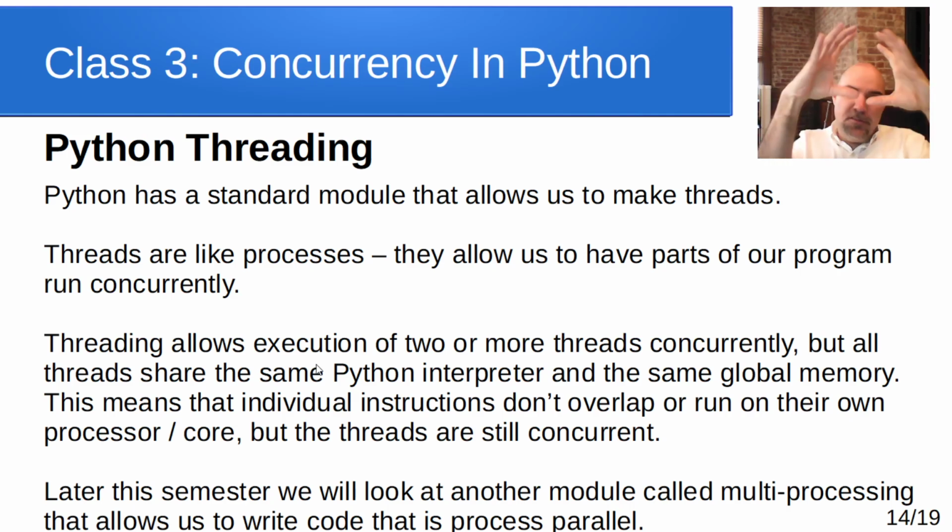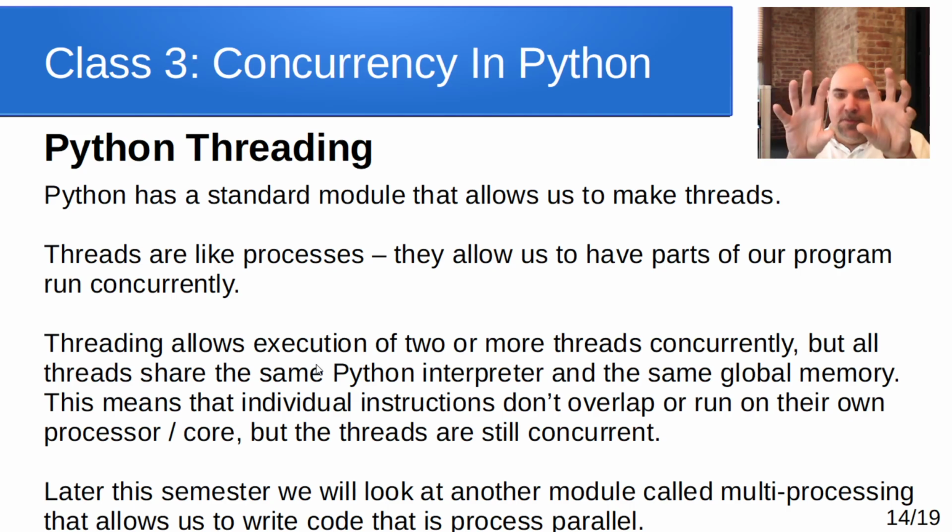But they share the same memory space and they share the same interpreter. It's one interpreter. Now, later on, we're going to look at another module called multiprocessing that allows us to write code that is process parallel, not just thread parallel, meaning you could have a Python interpreter in one process, another whole separate Python interpreter in another process, and they can run stuff concurrently, even on separate processors or cores of processors, and we're still going to get them to communicate with each other.